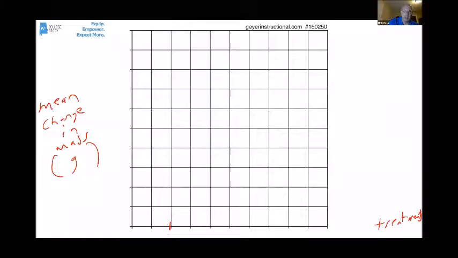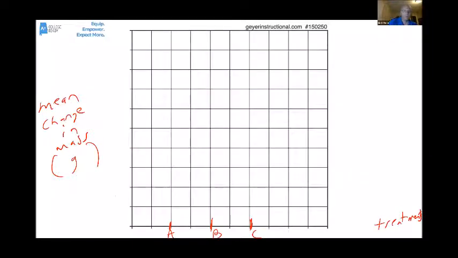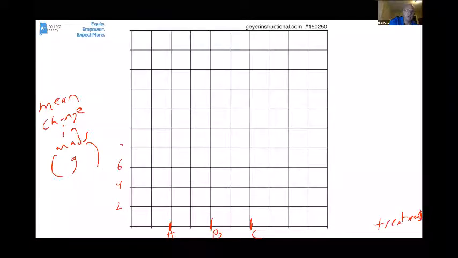And we had treatment A, treatment B, and treatment C. And we're going to graph those means. So let me remind myself what the means were. So 7, 11, and 5. So 1, 2, 3, 4, 5, 6, 7, 8. So I need to make each one of these be 2, I think. So you've got to determine how to set off your axes.